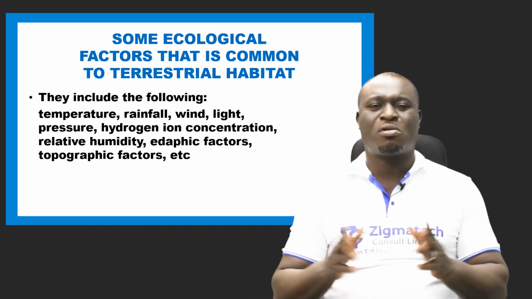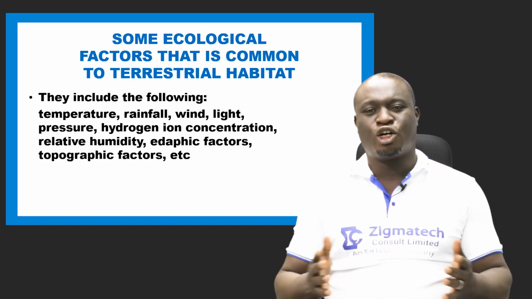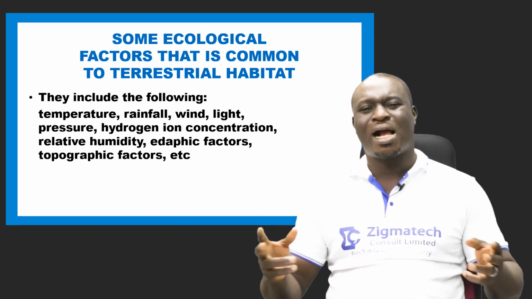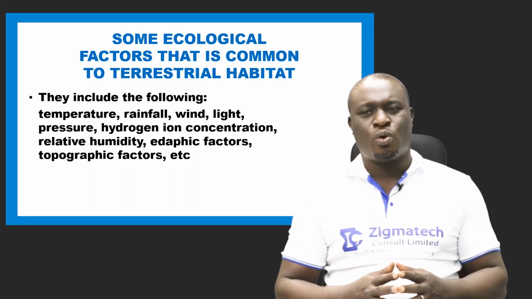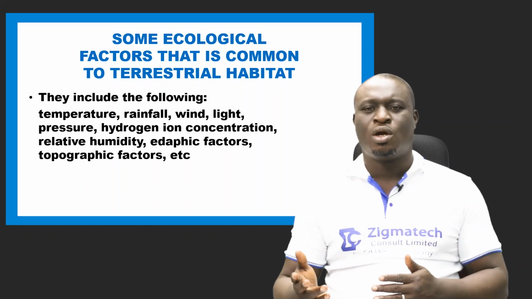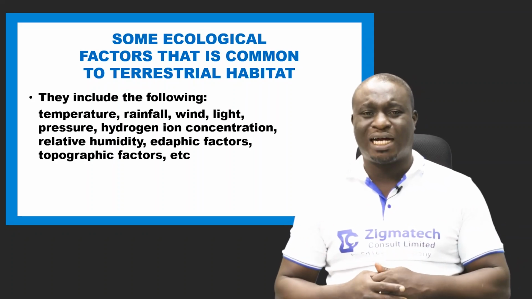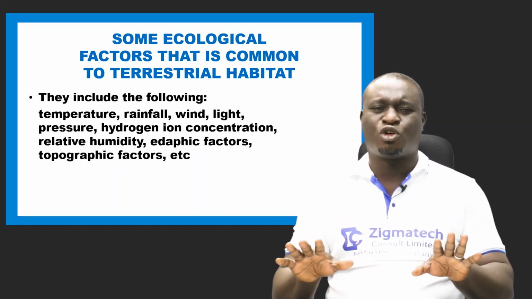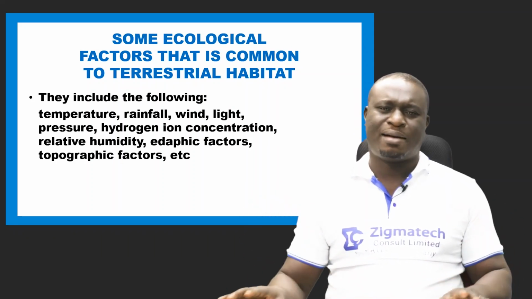Some of the factors that are common in terrestrial habitat include temperature, rainfall, wind, light, pressure, and hydrogen ion concentration, which you can otherwise call pH. We have relative humidity. We have the edaphic factors we have just looked at. We have also topographic factors. These are some of the ecological factors you can find in a terrestrial habitat.